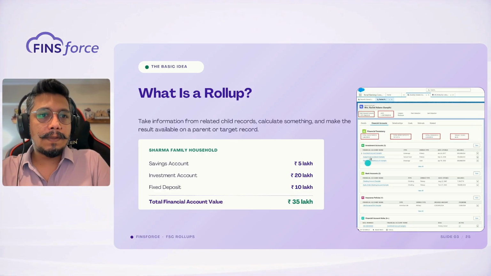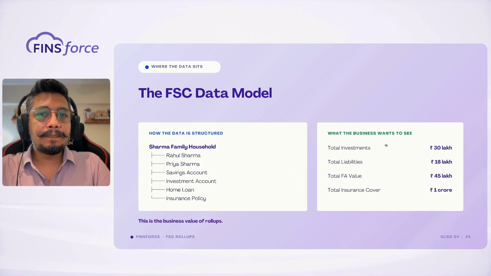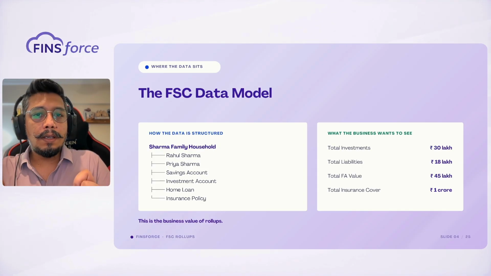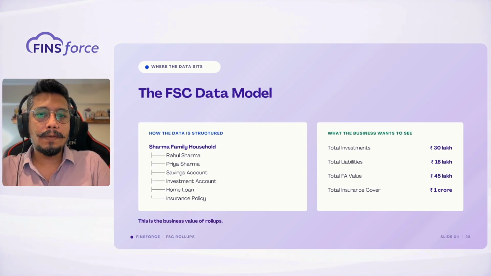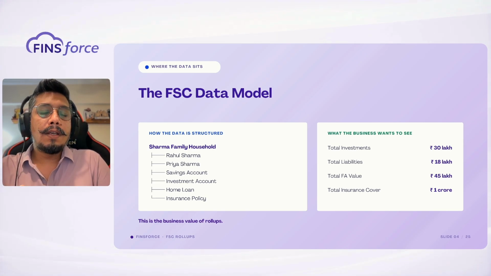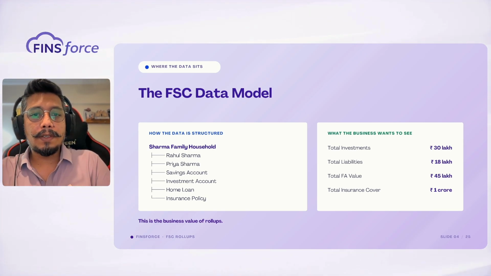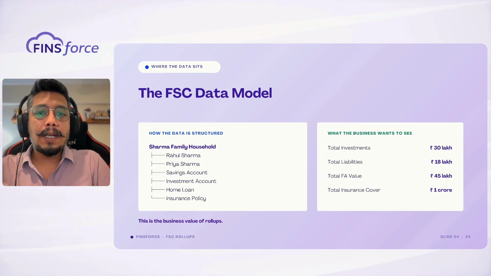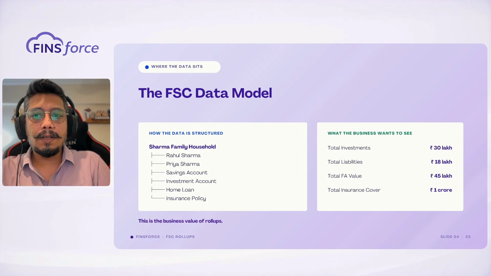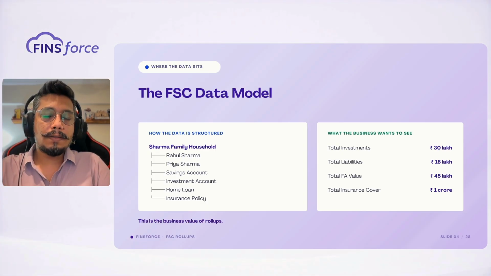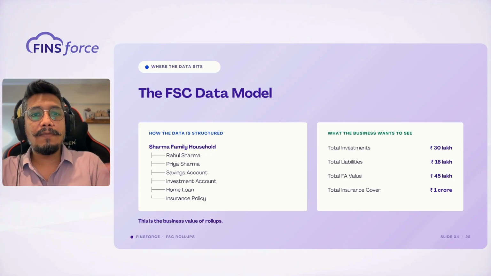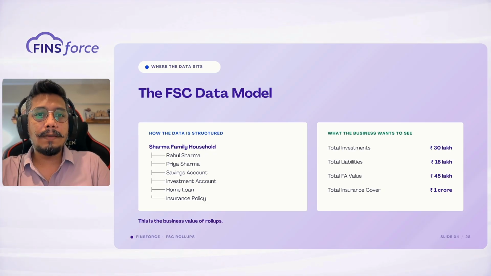But in Financial Services Cloud it's totally different. If we talk about the Sharma family household, you have Rahul Sharma and Priya Sharma, and Rahul will have his own saving account. Priya will also have some different accounts. They have investment accounts. Some of them might have loan accounts, insurance, and policies. And the business requirement is that they want to see the total investment done by the Sharma family.